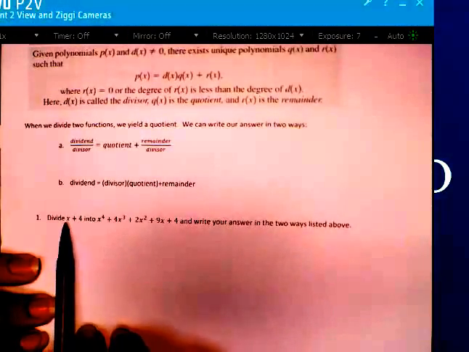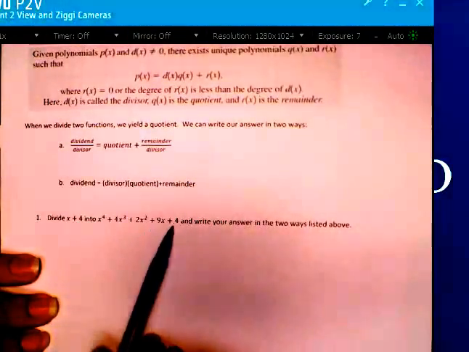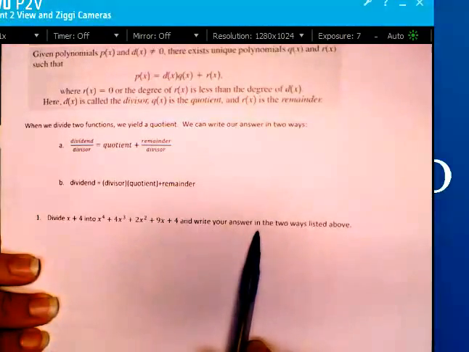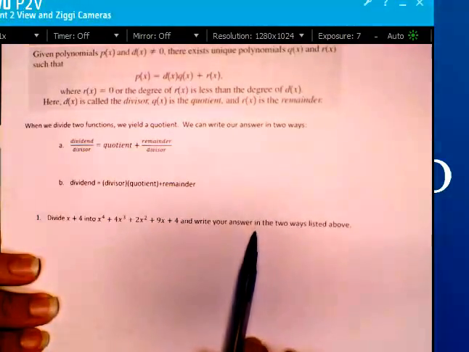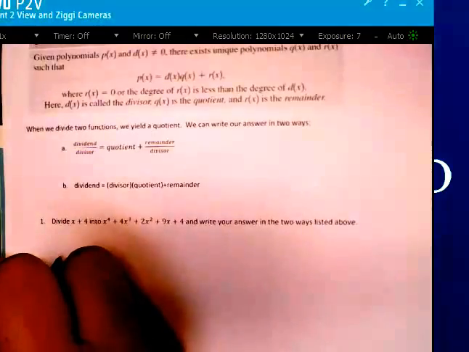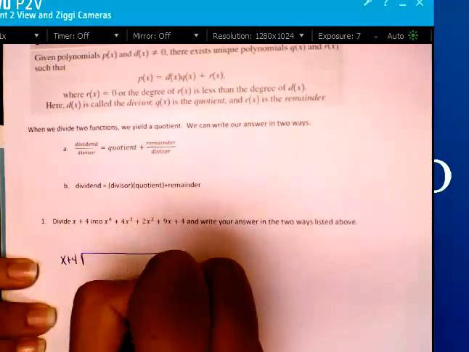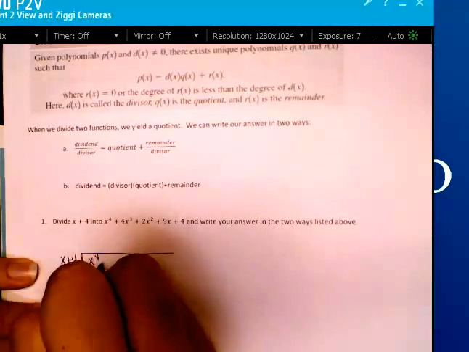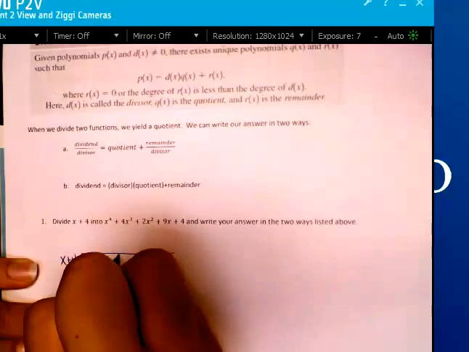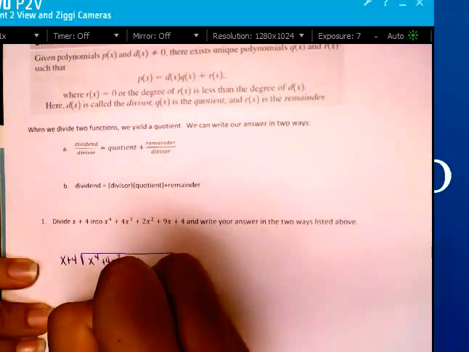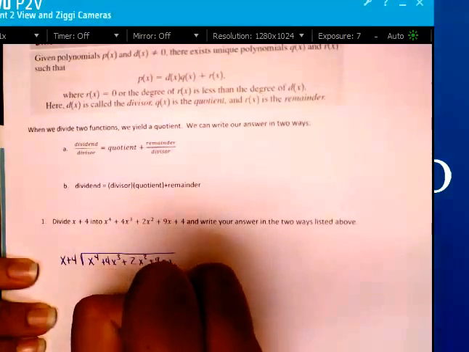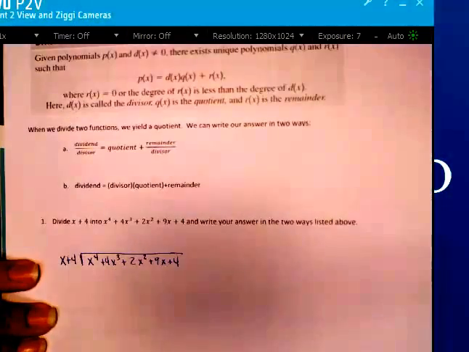Alright, let's get into some examples. So here we want to divide x plus 4 into this polynomial, and we're going to practice writing our answer in the two ways listed above. So x plus 4 is our divisor, and we're going to divide it into x to the 4th plus 4x cubed plus 2x squared plus 9x plus 4.